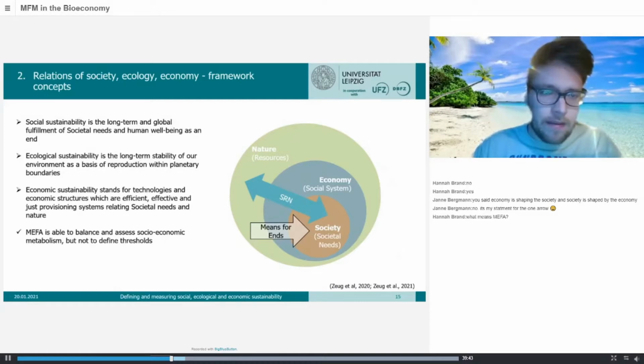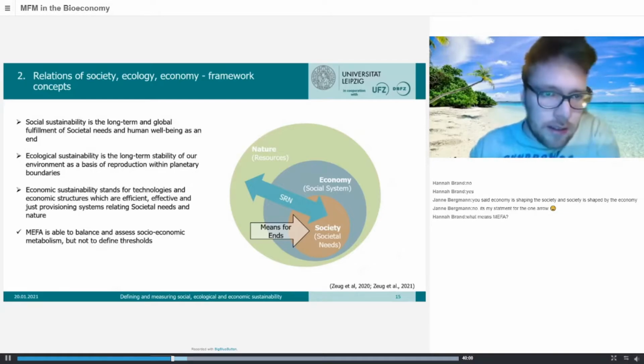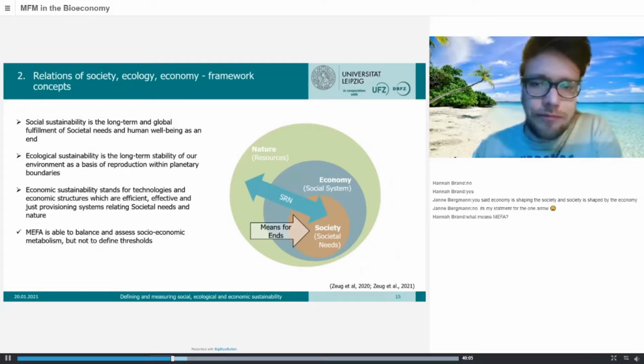You can't read it, right? Hannah asked what MEFA means. Do you hear me? Yeah. What does MEFA mean, Hannah asked. Material and energy flow analysis. Oh, yeah. Sorry.